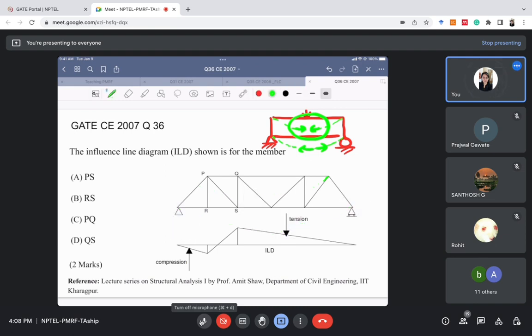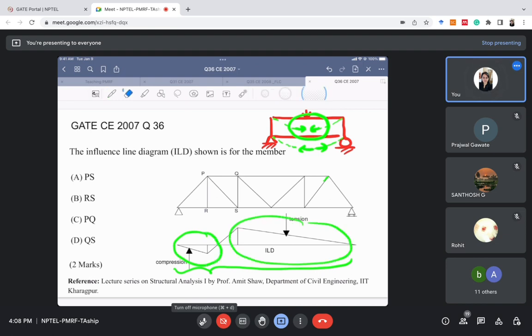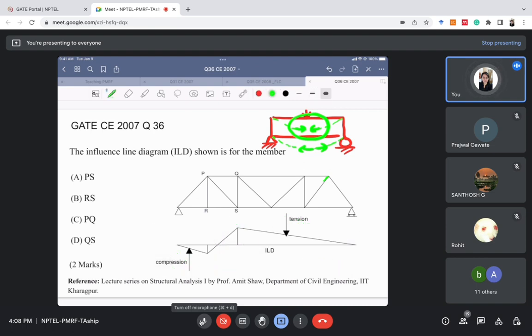In our problem, the ILD which is given to us is varying. Some part is under compression while the other part is under tension. But we know that in a truss, the top chord member will always be under compression and the bottom chord member will always be under tension. So this can't be the ILD for member PQ, right? Why? Because if this were the ILD for member PQ, then it would always be under compression. It would have a shape something like this, always under compression.